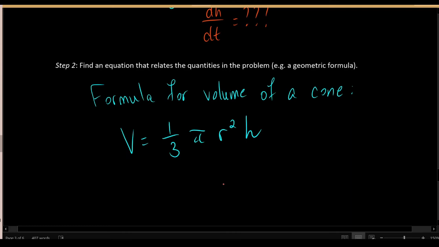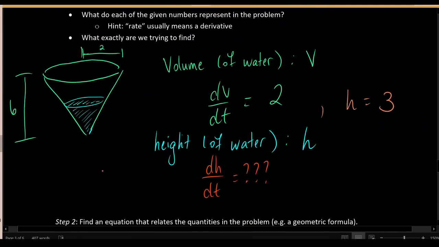So let's see if we can eliminate radius. We don't care about radius in this problem, it's just in the way. The key with that is to use what's called similar triangles. I'm going to go back to this picture of the tank and look at one half of it sort of from the side.